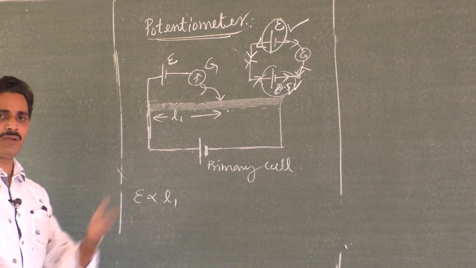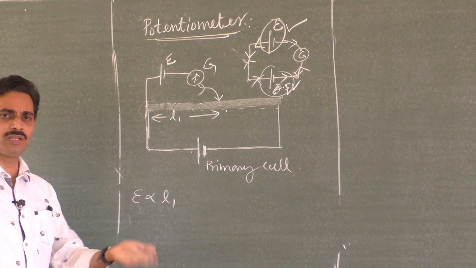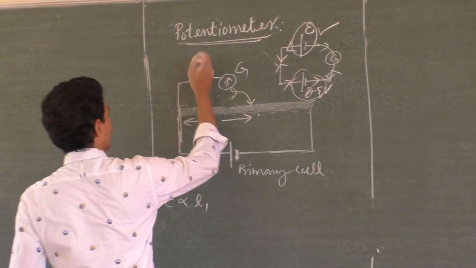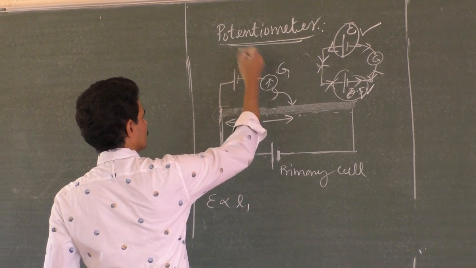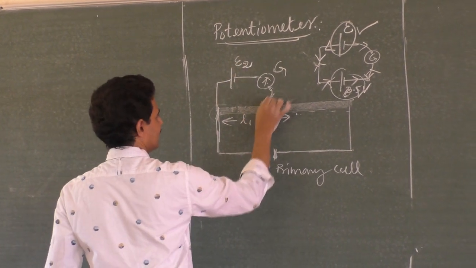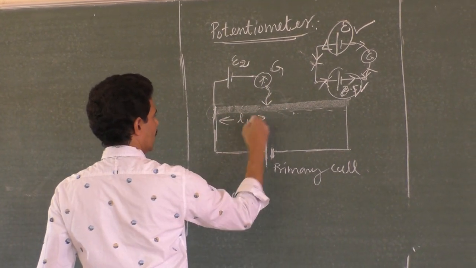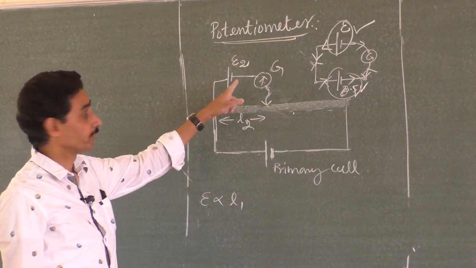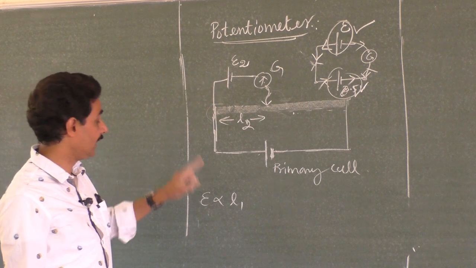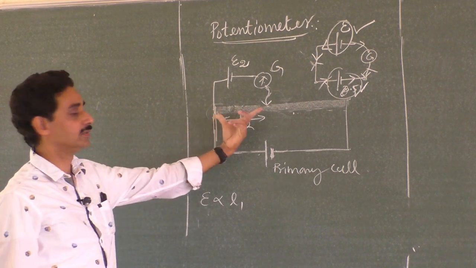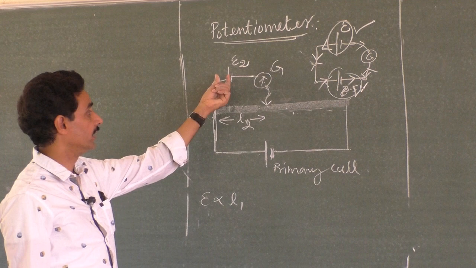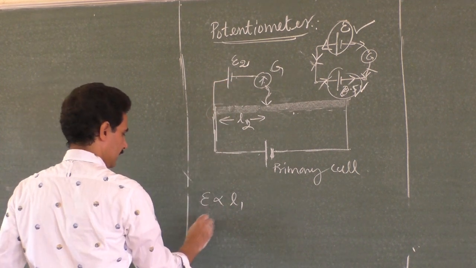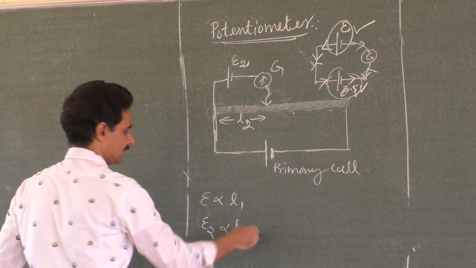Take a known cell. You will have different cells of known EMF in the laboratory. Take them and connect it here. Say I have a battery of known EMF E2. Connect it. Balancing length has reduced to L2 or increased to L2, whatever it is. Suppose if I had taken a stronger cell than the experimental cell, balancing length would increase. If I had taken a weaker cell, balancing length would decrease. According to this cell E2, I'll get another balancing length.